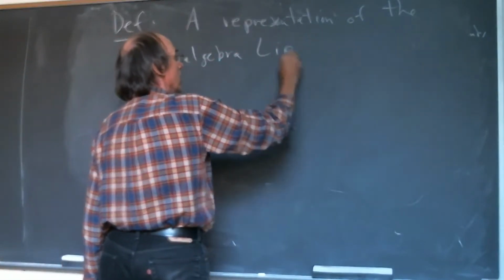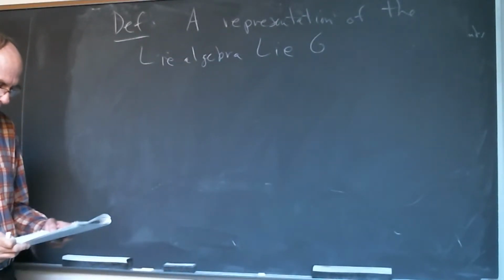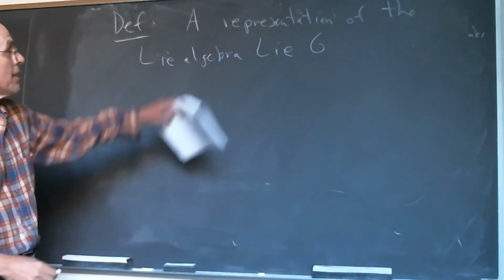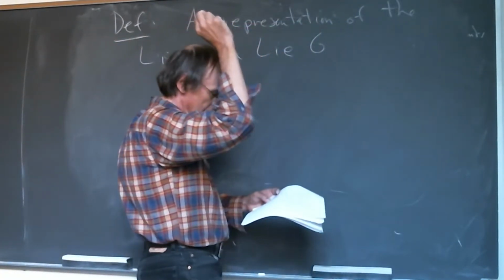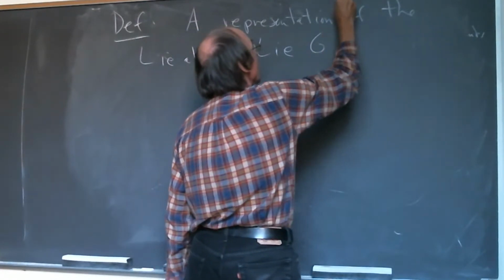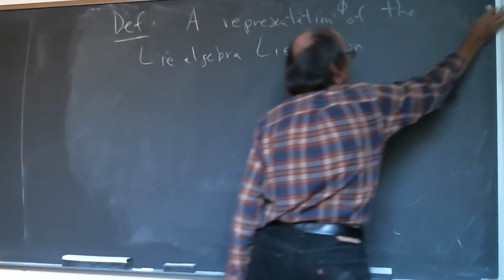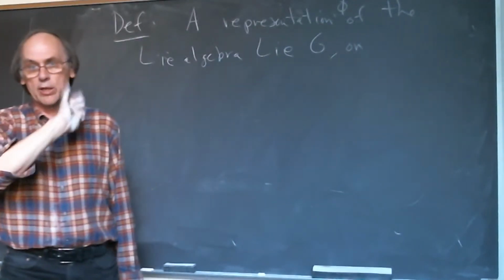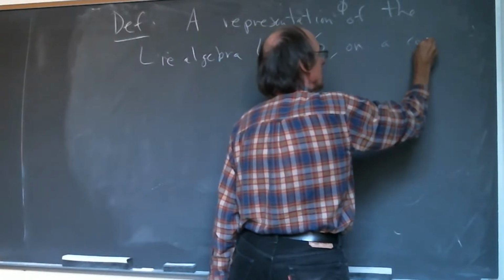Lie G. So again, it's going to be, let me call it a phi, on a vector, and again, we're going to do everything over the complexes. Our representations are all complex, on a complex vector space.